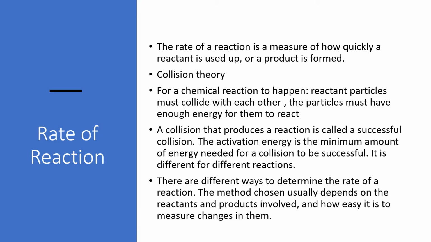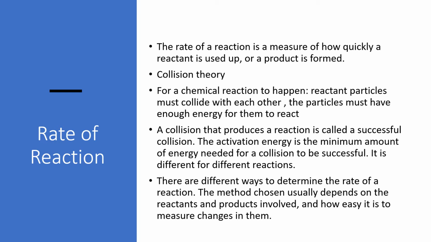The collision theory helps us understand rate of reaction. For a chemical reaction to happen, reactant particles must collide with each other. The particles must have enough energy for them to react. The minimum amount of energy particles need to react is called the activation energy. And a collision that produces a reaction is called a successful collision. Also, the activation energy is different for each reaction, depending on how intense the reactions are.